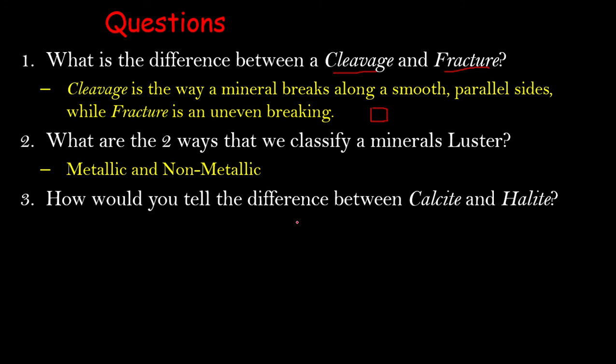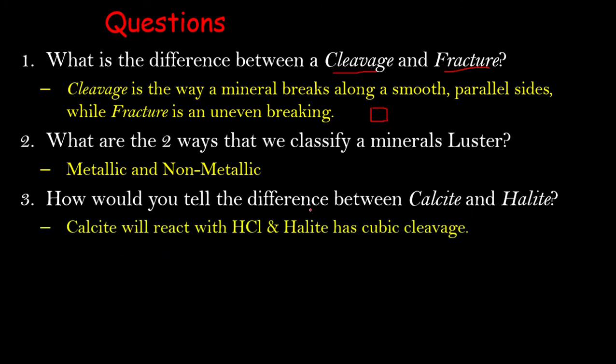So, the simplest way, and this is just one way, if you're trying to tell the difference between the two: HCl is your hydrochloric acid. Calcite will react with it. Halite will not. Halite has cubic cleavage. Again, right from the reference tables, just comparing two different things.